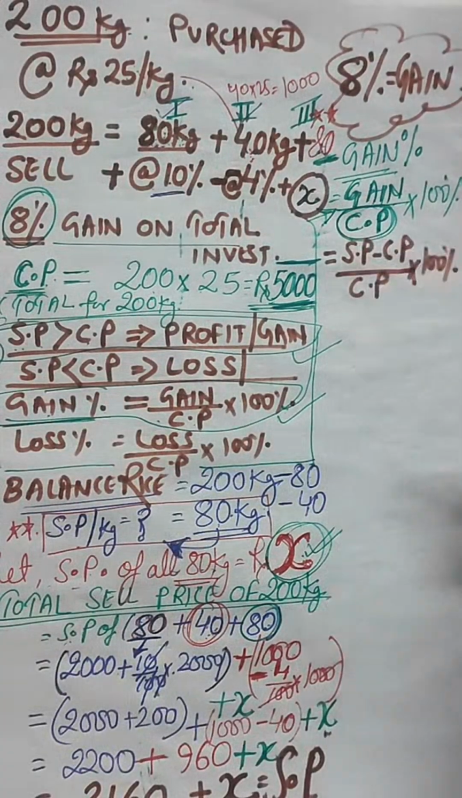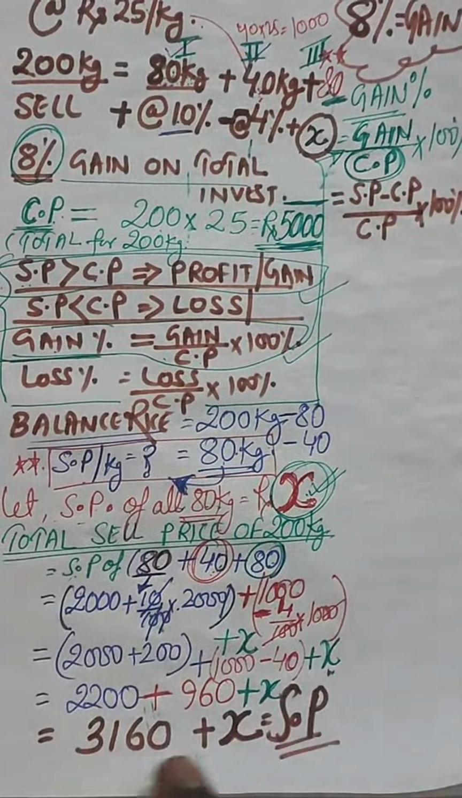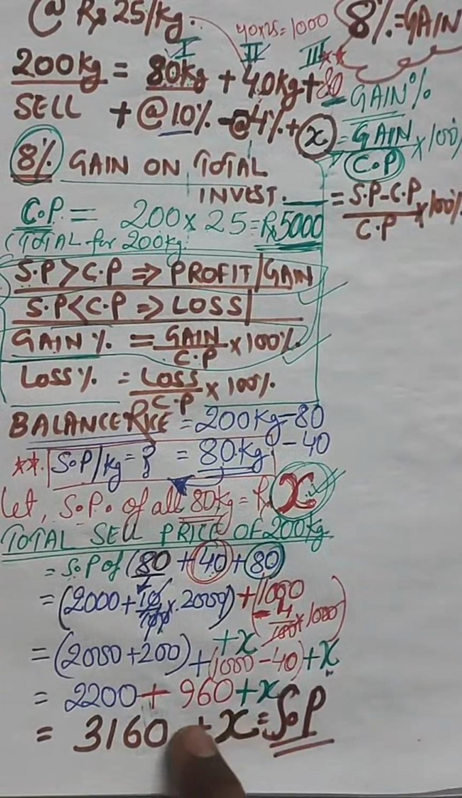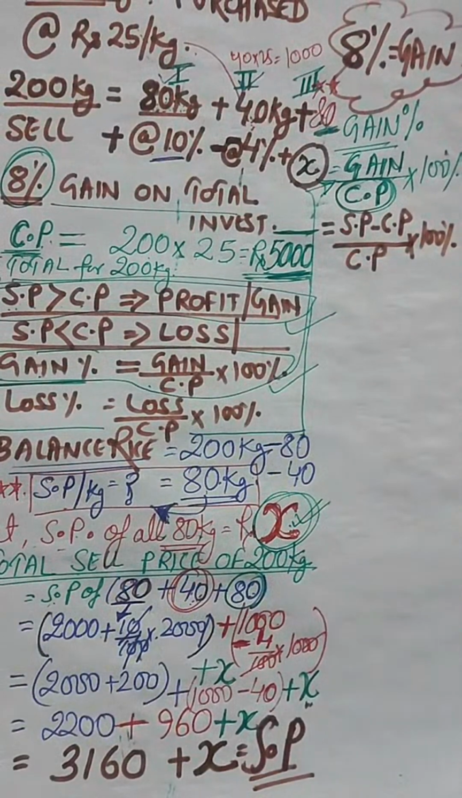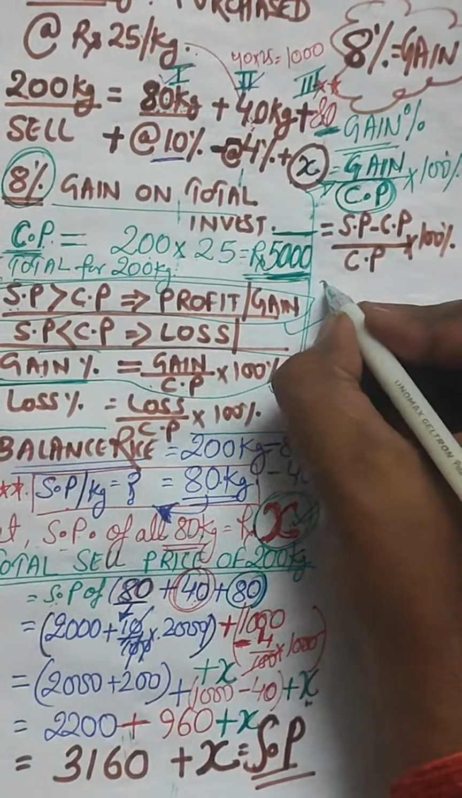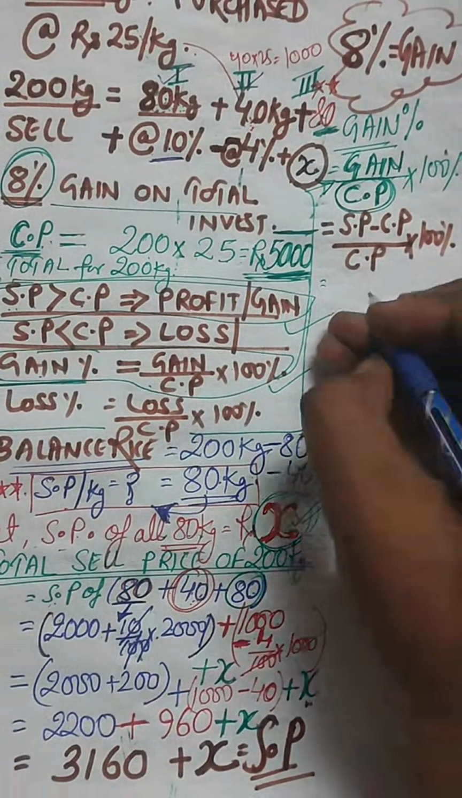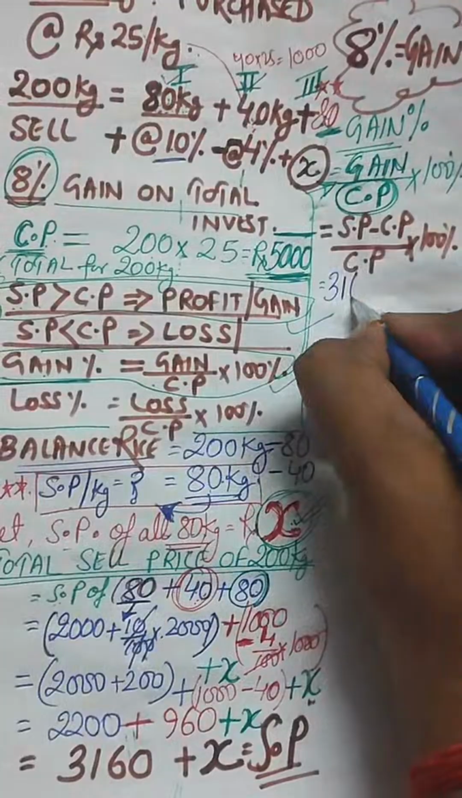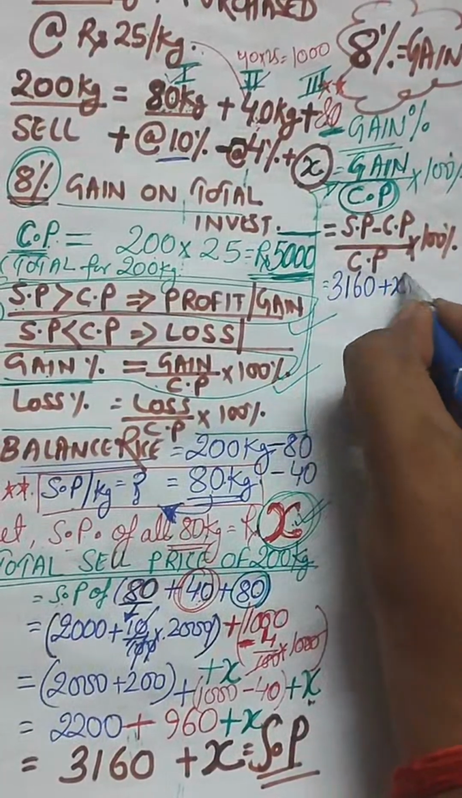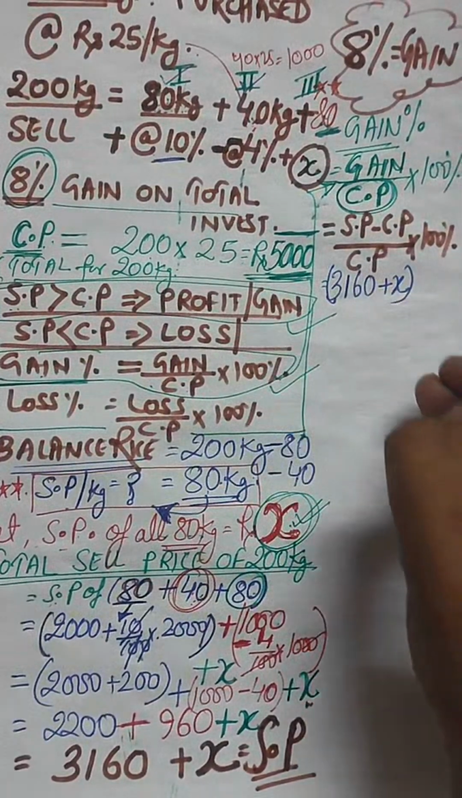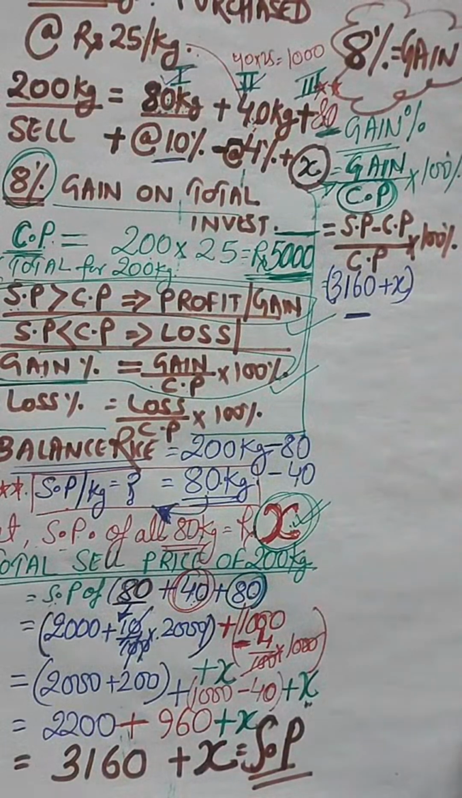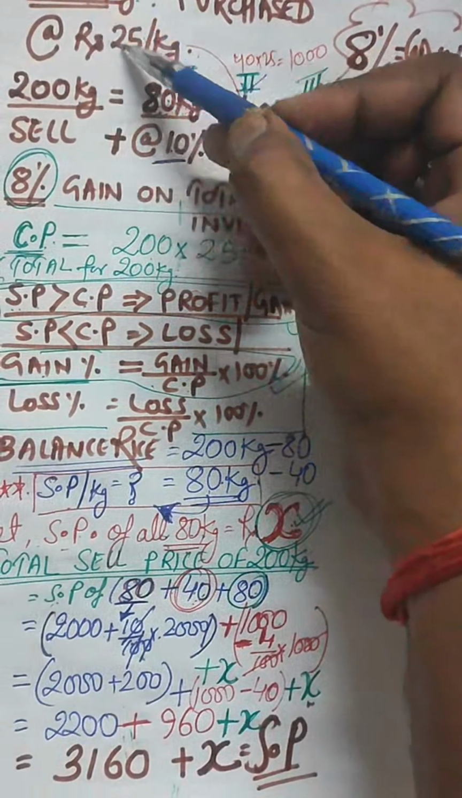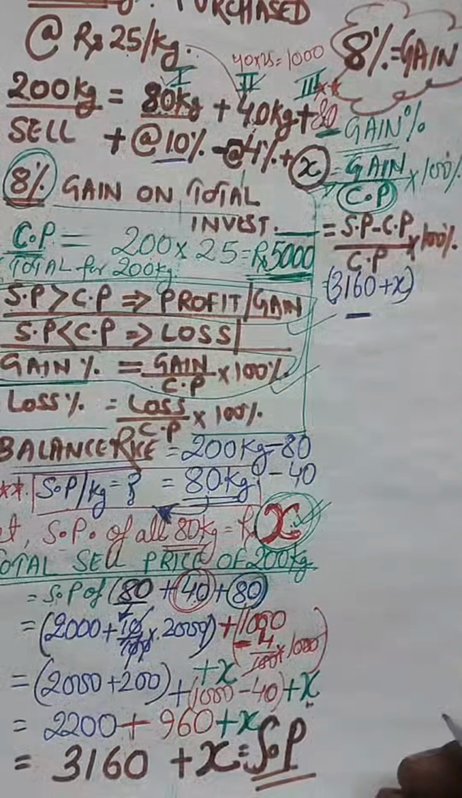And what is the sale price? We have already calculated the sale price. This one, 3160 plus X, right? So simply write it. Sale price is 3160 plus X, and from this we subtract the cost price. What is the cost price? Cost price we already calculated. Cost price is 25 into 200, so this will be coming as 5000.